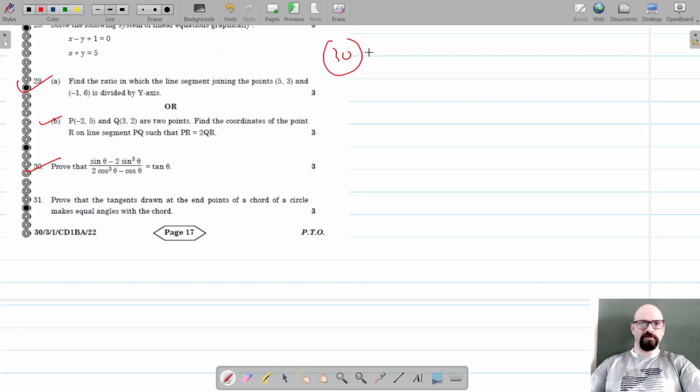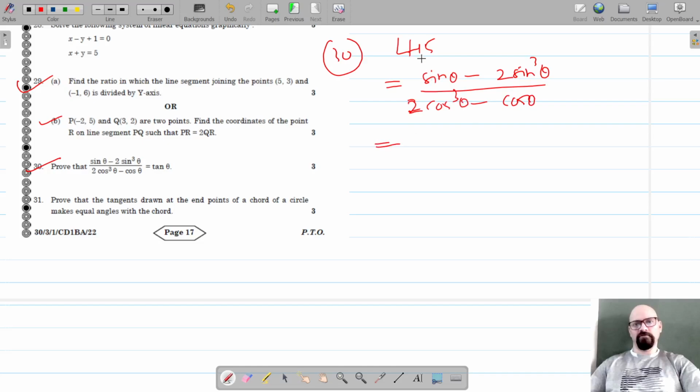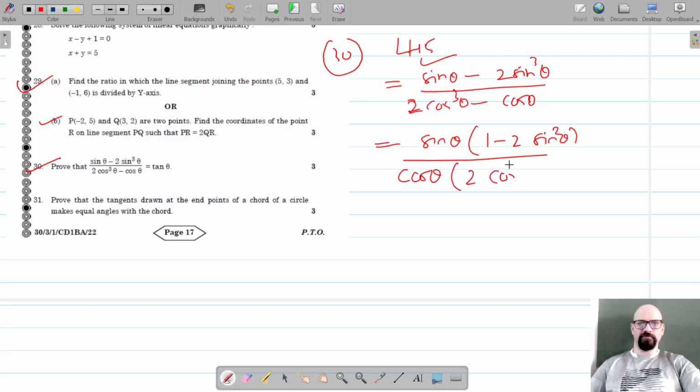So this is question number 33. And LHS, which is equal to sin theta minus 2 sin cube theta upon 2 cos cube theta minus cos theta. So for the numerator, common is sin theta, so this is 1 minus 2 sin square theta, and for the denominator, common is cos theta, so this is 2 cos square theta minus 1. Okay, sin theta by cos theta is tan theta, and I'm going to replace the sin square theta.